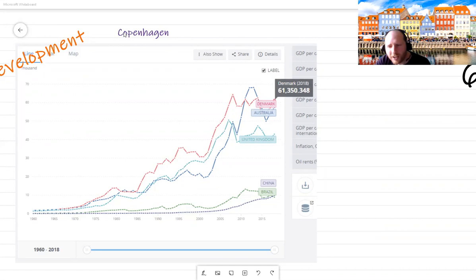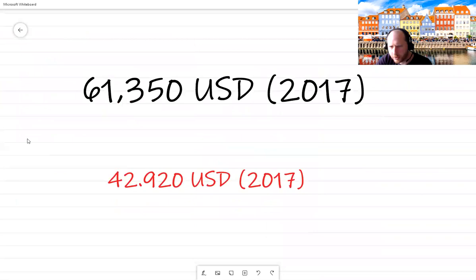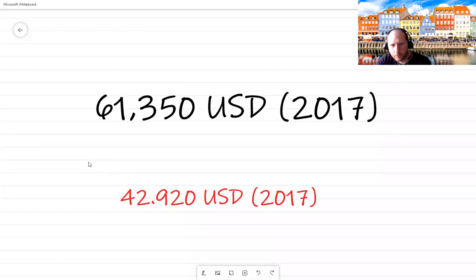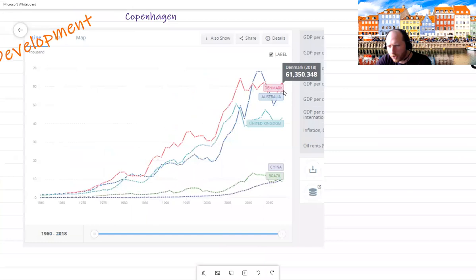So if we compare that to Britain, our current total is $42,920. We can see that Denmark has quite a lot more per year than us. So Australia was our most highly performing country, but now that has been beaten by Denmark, China, and Brazil down here. We will definitely do a developing country next time to see what a truly poor country looks like, because even China and Brazil aren't doing badly, to be honest.